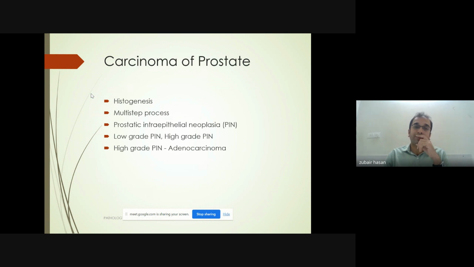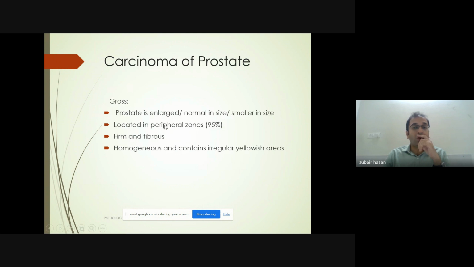Now we have discussed the continuum of lesions from PIN to low-grade PIN, high-grade PIN, adenocarcinoma. On gross, you will have an enlarged prostate gland, which can be normal in size or small in size, located in the peripheral zone. So remember, Ca prostate is more common in the peripheral zone. All right. So we always advise our residents that whenever you get a TURP chip, look at the smaller chips because they are the ones which have been taken from the periphery. All right.